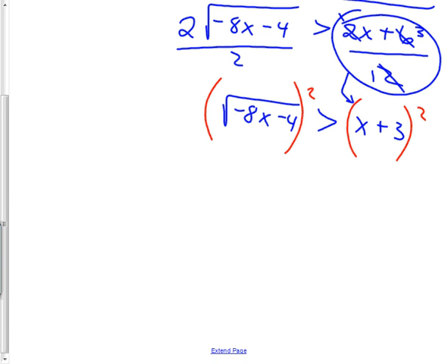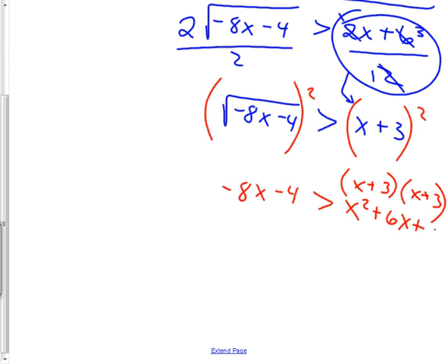The common screw up is to do this. Why is that not x squared plus 9 at the end? Because that's what squared means, right? And if I do that with first, outside, inside, last, I get x squared plus 6x plus 9. You need that 6x, otherwise you're messing it up.